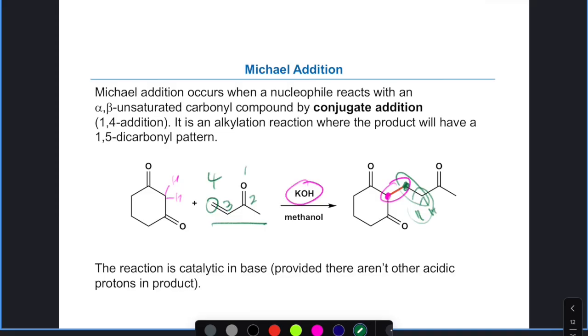So effectively, think of it just like hydrobromination. You have a double bond. You're adding a nucleophile and a proton across that double bond. That's what we're doing over here. We're just using a carbon anion adding to the 4 position, and the interior position, alpha to the other carbonyl, is getting a proton in the end as well.